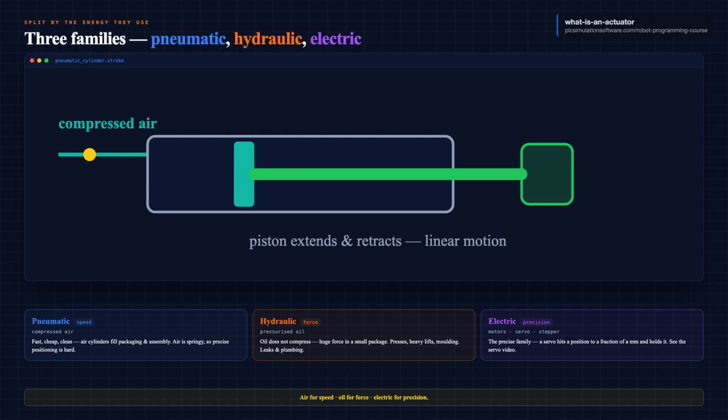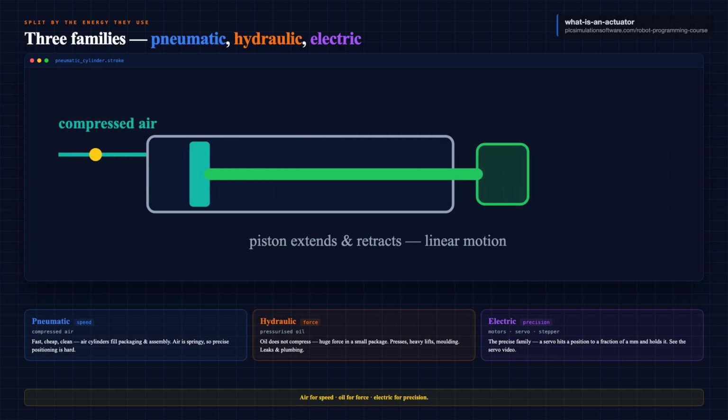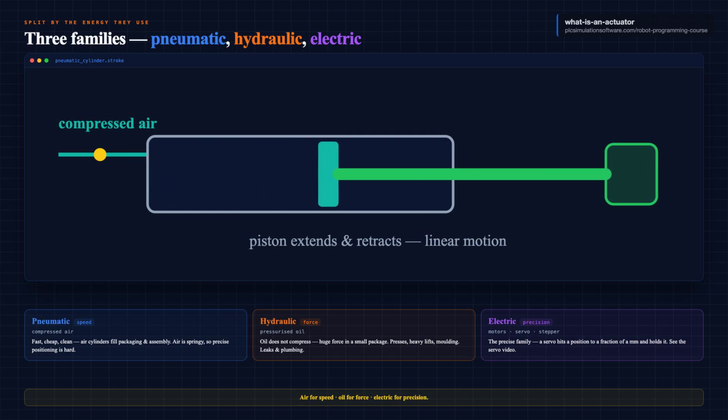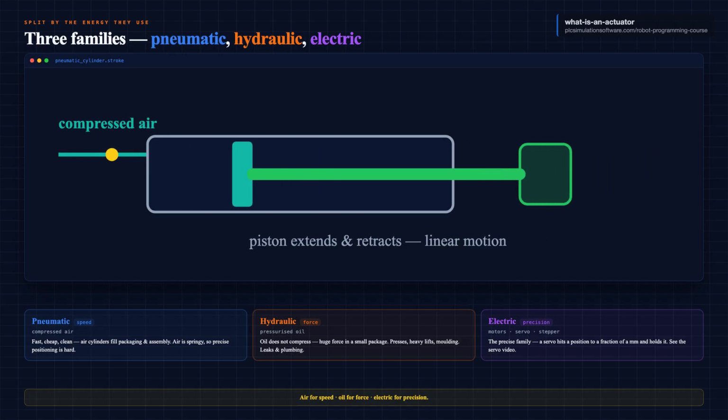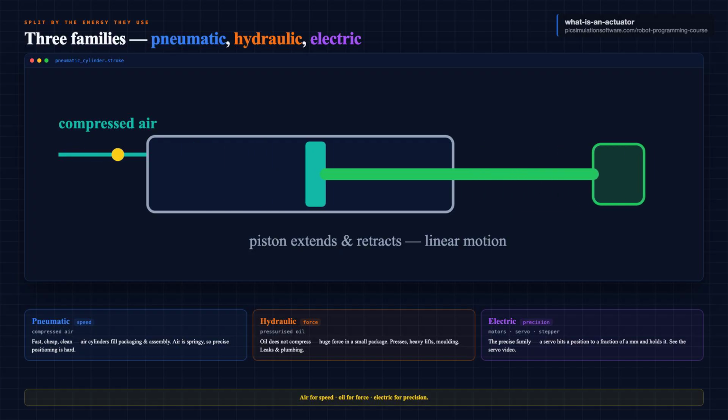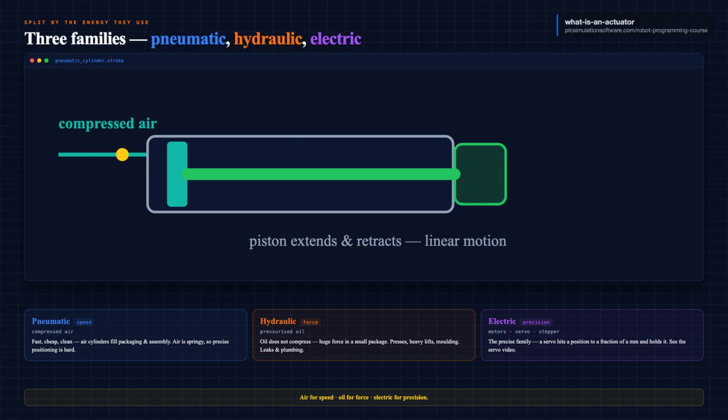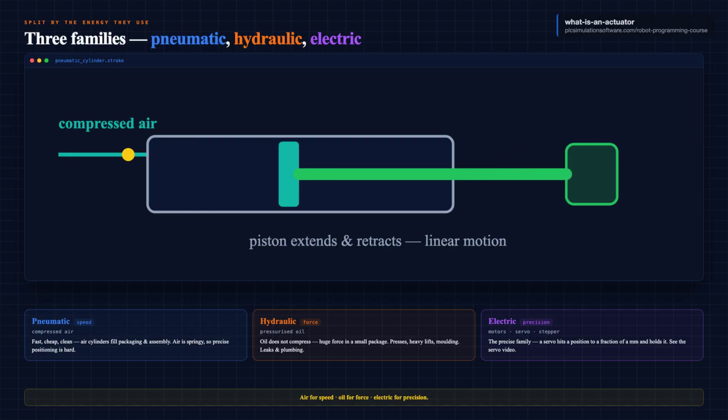Second, hydraulic. These run on pressurized oil. Oil does not compress, so hydraulics deliver enormous force in a small package. Think presses, heavy lifts, and injection molding. The trade-off is leaks, plumbing, and a noisy power pack.